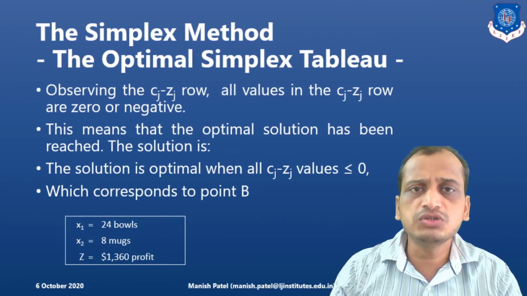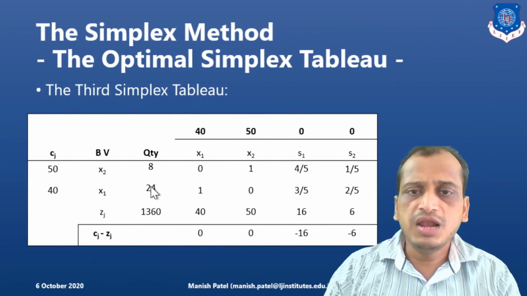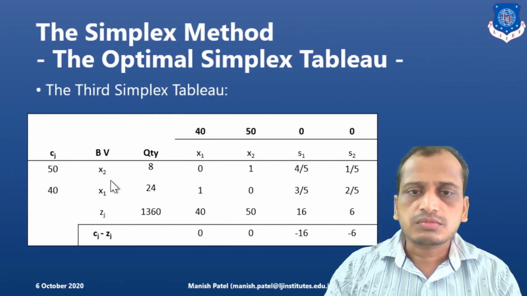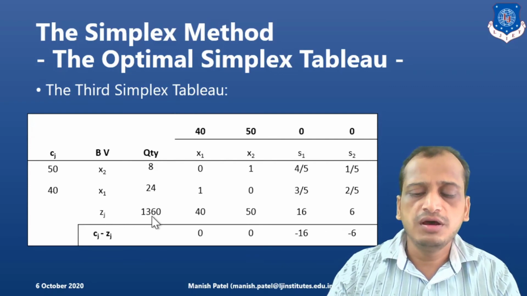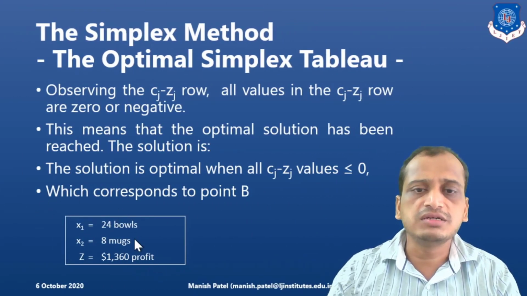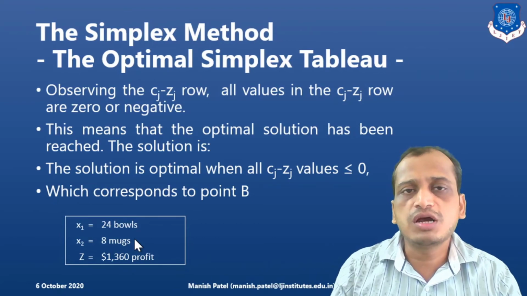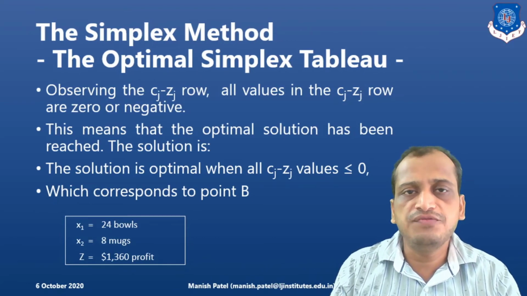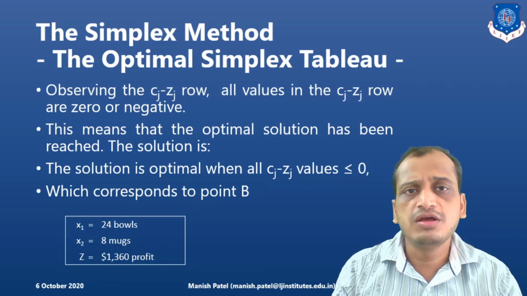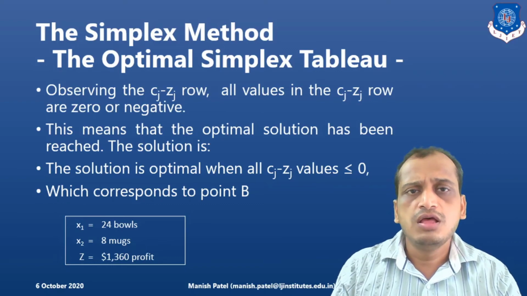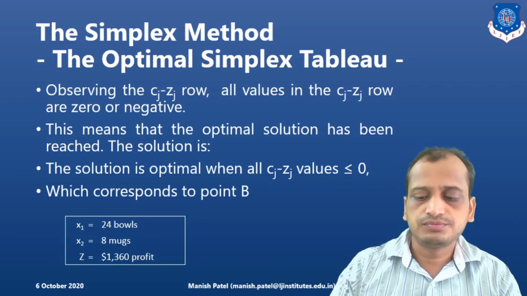So what is the optimal solution here? If you see the last table, x1 corresponds to the quantity 24 and x2 corresponds to the quantity 8, and z, our objective function, is 1360. So that is our final answer. x1, the bowls the company has to manufacture, comes out to be 24, and x2, the mugs, the company has to manufacture 8. Right? And the maximum profit the company can attain is $1,360.